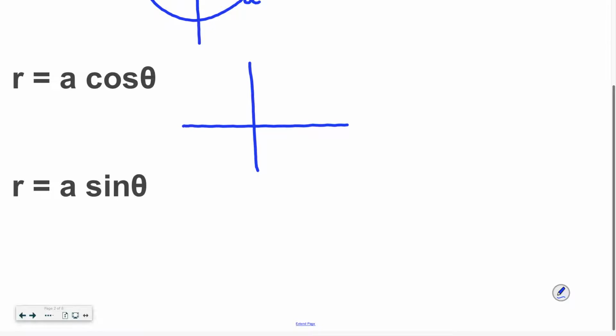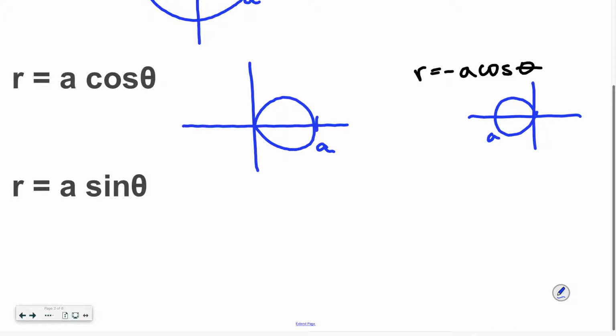All right, let's talk about these circles. Austin, if we have A cosine, R equals A cosine theta, what's going to happen with our circle? It's going to go to the right. And how far to the right is it going to go? Okay, A. So A, in this case, is representing our diameter of the circle. Okay? We have cosine, so we know we have to have horizontal symmetry. Since A is positive, it's going to go to the right. What happens when A turns negative? Okay? We're going to go to the left.